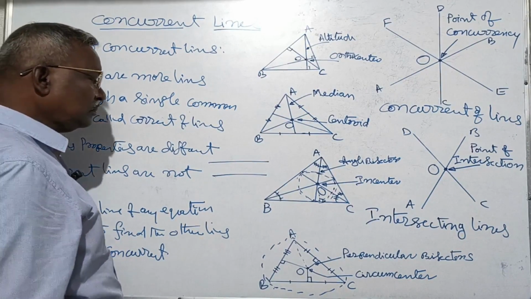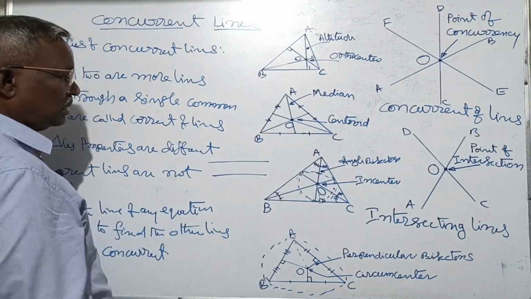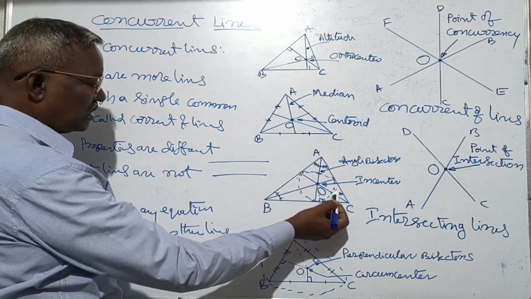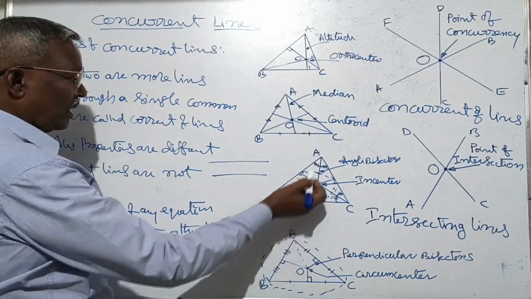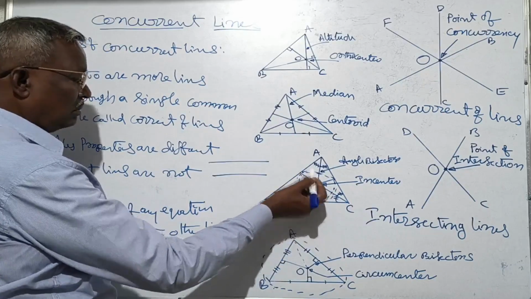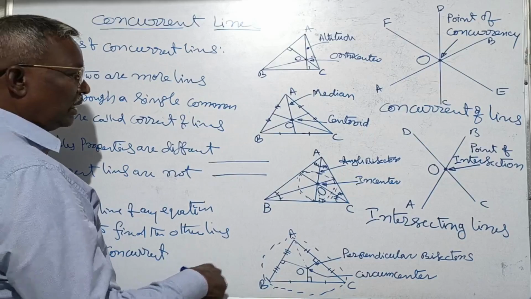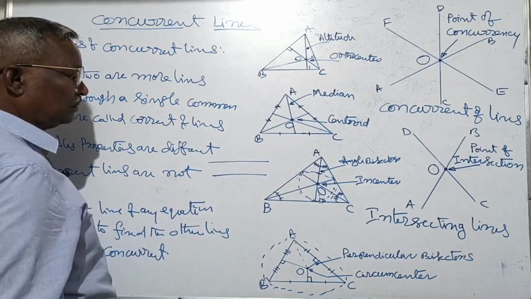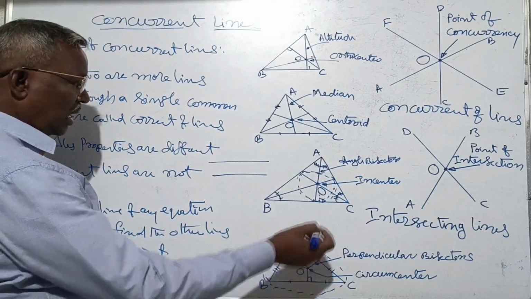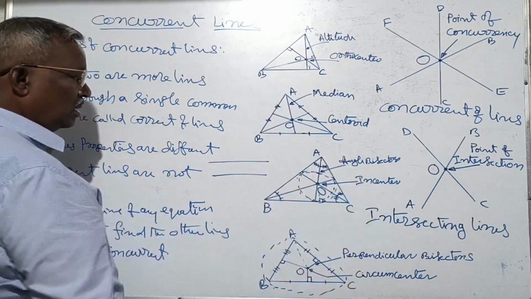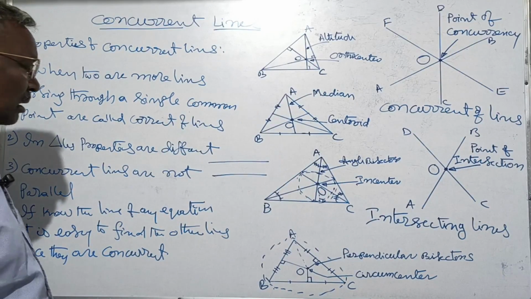Next, in a triangle, angle bisectors. This is one angle, this is another angle, this is another angle. The angles are different, but each has a bisector. Angle bisectors meet at one place. So that means in a triangle, angle bisectors are concurrent. That concurrent point is called the incenter.